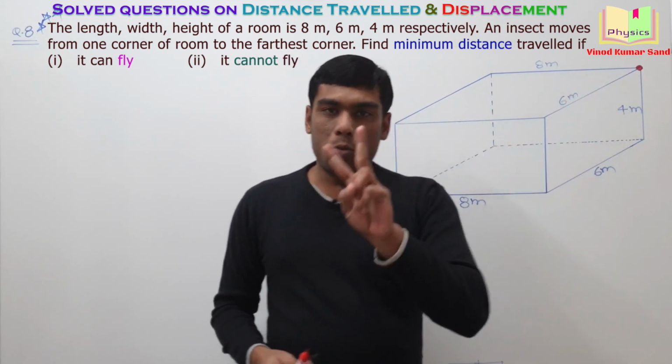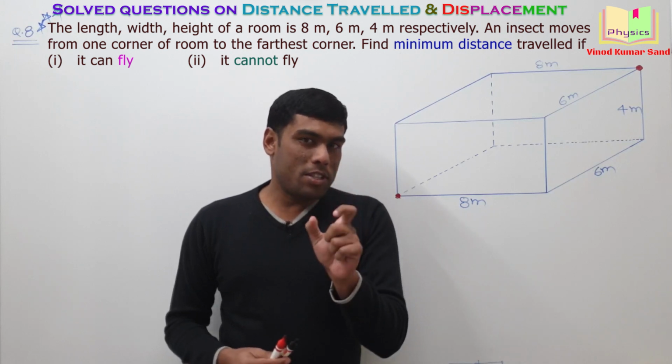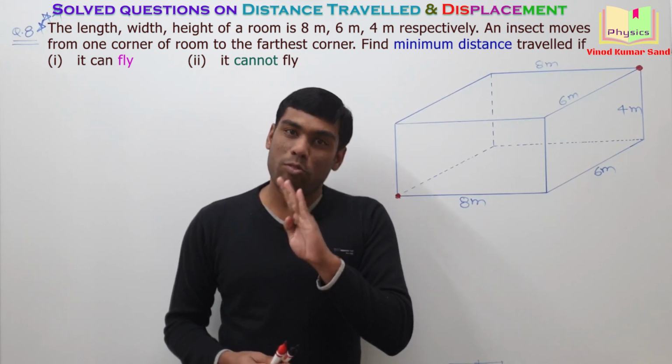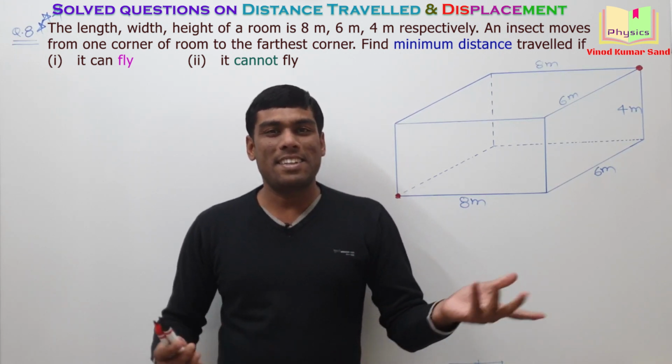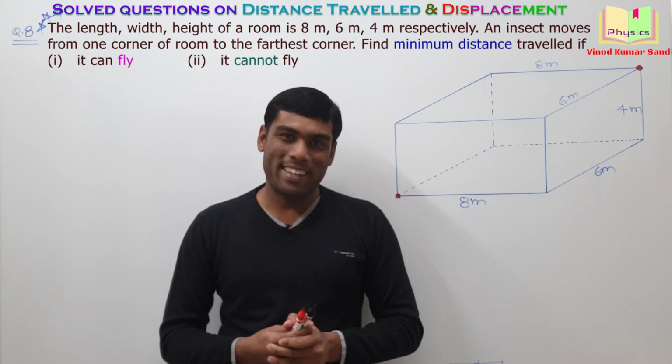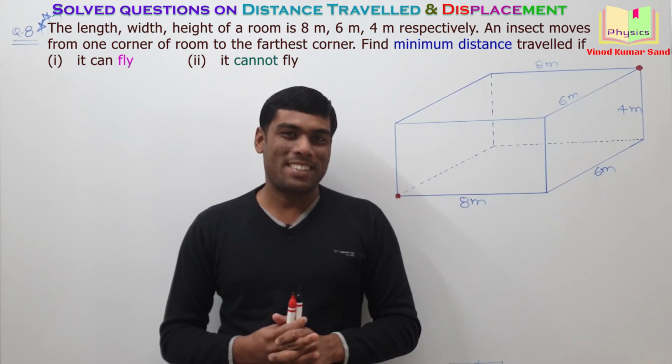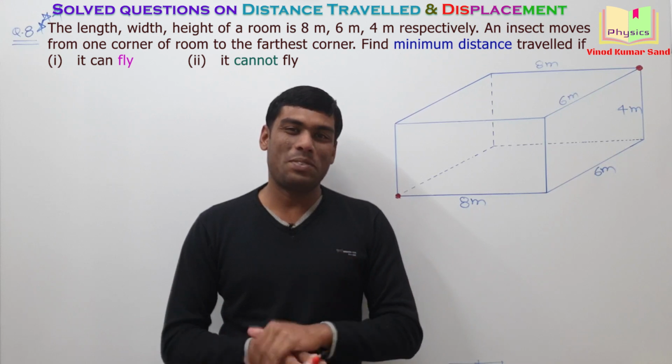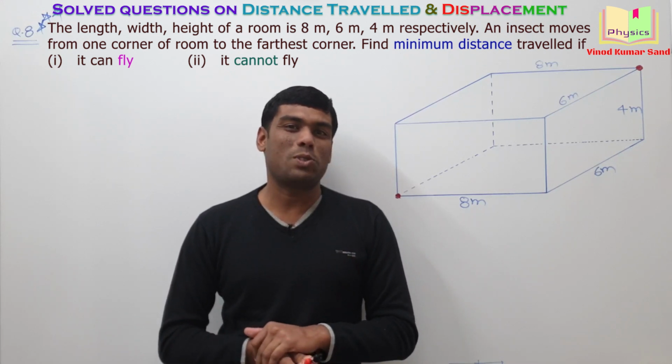Okay, we have two conditions. In the first condition, the insect can fly, and in the second condition, the insect cannot fly. What are your answers? Pause the video and give it a try. It's a simple but nice question.